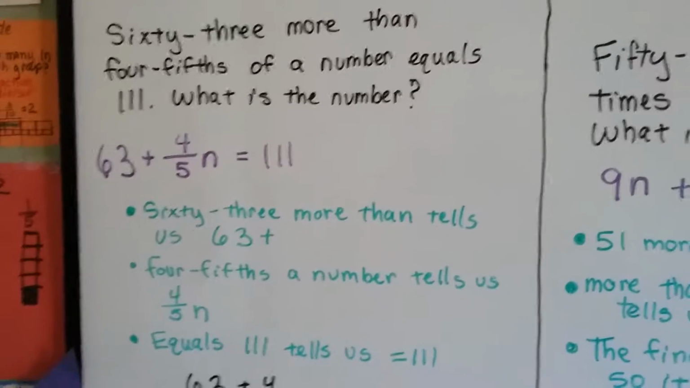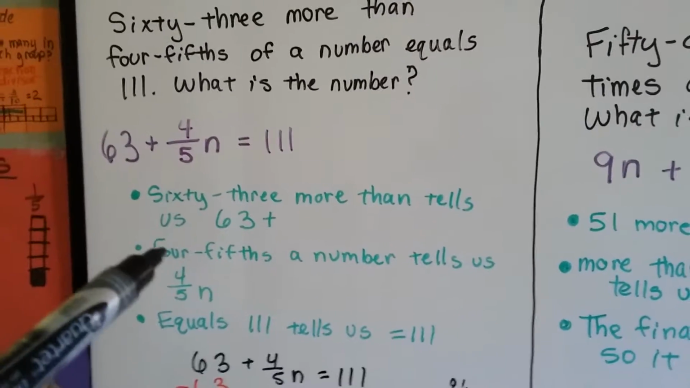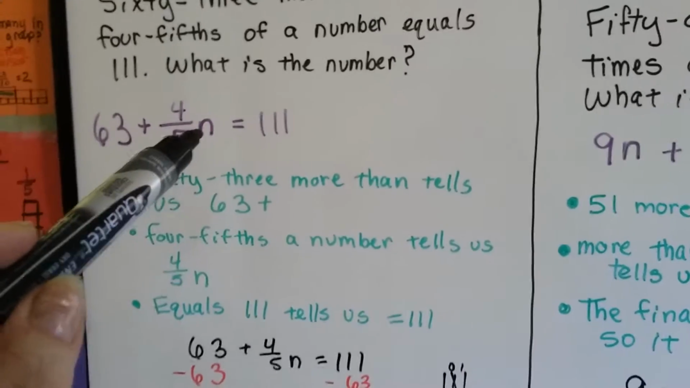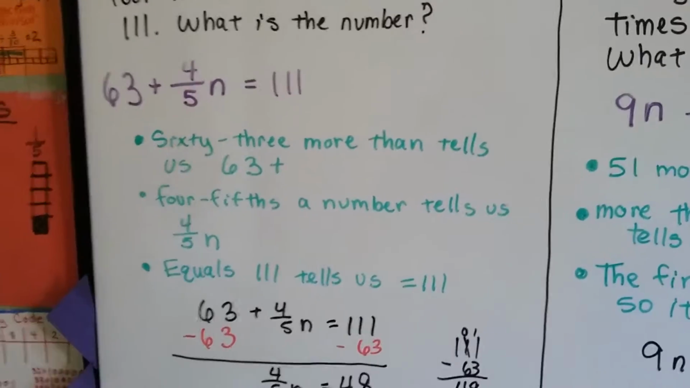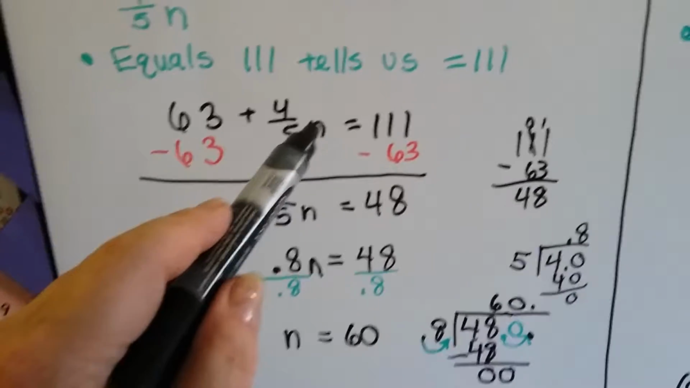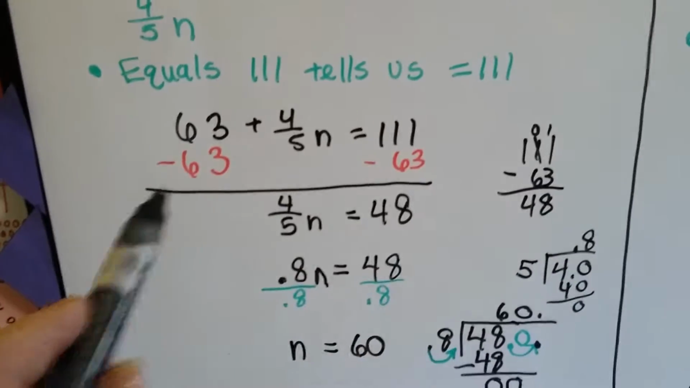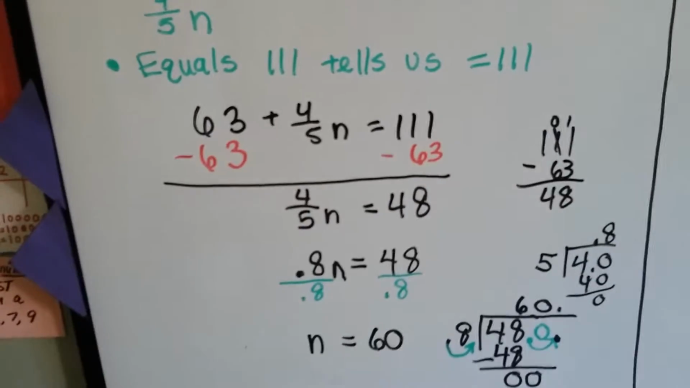It says 63 more than, and that tells us 63 plus. 4/5 a number tells us 4/5 n, and it equals 111. That was the easy part. It equals 111. So now to solve it, we have 63 plus 4/5 n equals 111. We're going to take 63 away from each side because our goal is to get this n by itself.